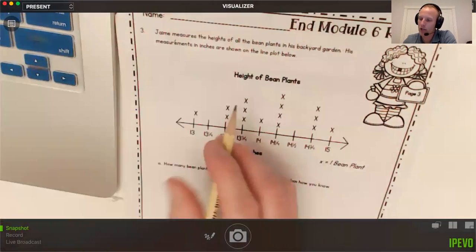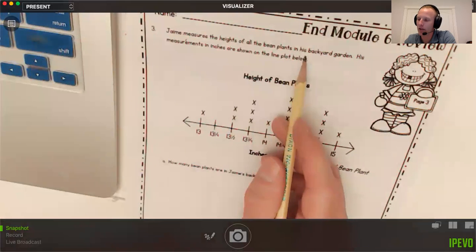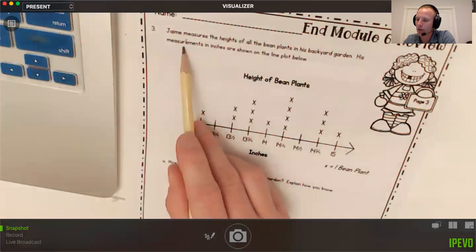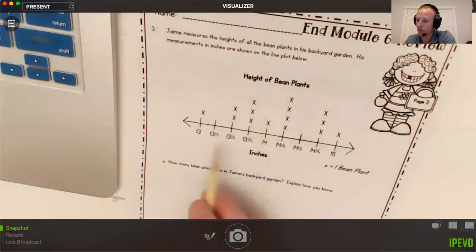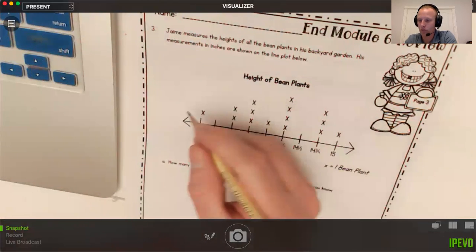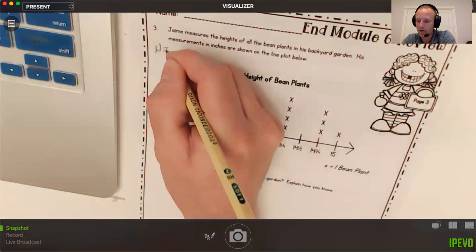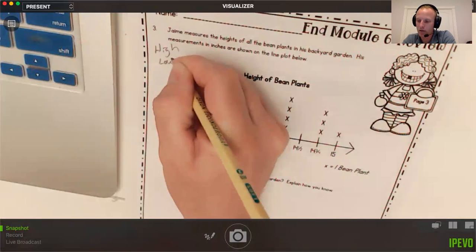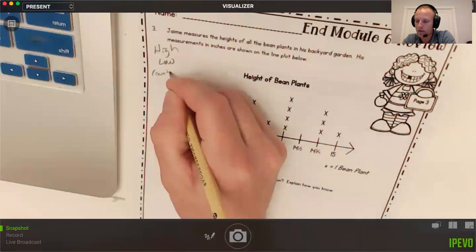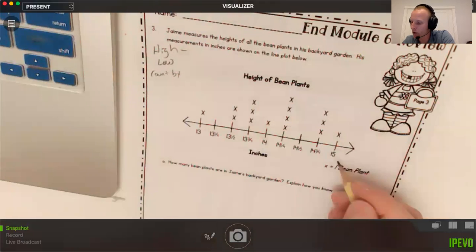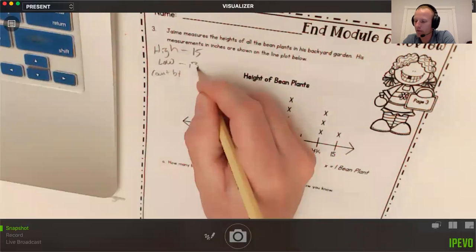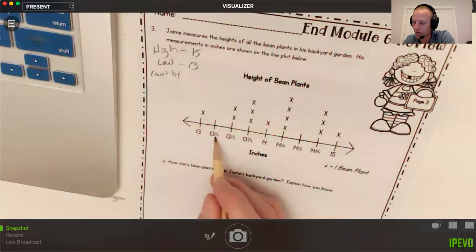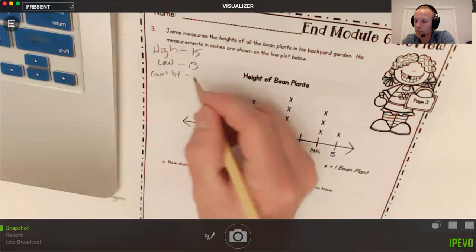All right. Jamie measures the height of all the bean plants in his backyard. His measurements in inches are shown on the line plot below. So I'm going to do the thing that I told you about. We go high, low, count by. My highest number on here is 15. My lowest number on here is 13. And then what am I counting by? 13, 13 1/4, 1/2. I'm counting by 1/4.